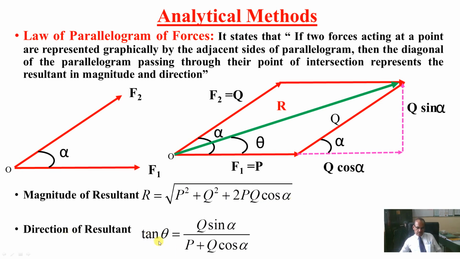What will be the direction of the resultant? If I take this theta, tan theta will be this side, Q sin alpha, divided by this total side. How much is this total side? Up to here it is P plus Q cos alpha, where theta is the angle made by the resultant with the force P. This you must understand.